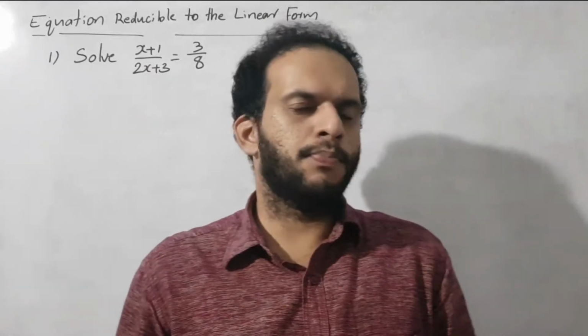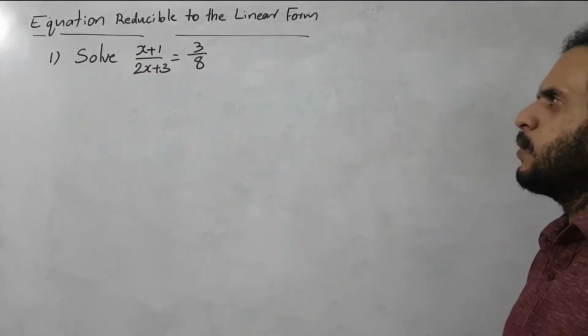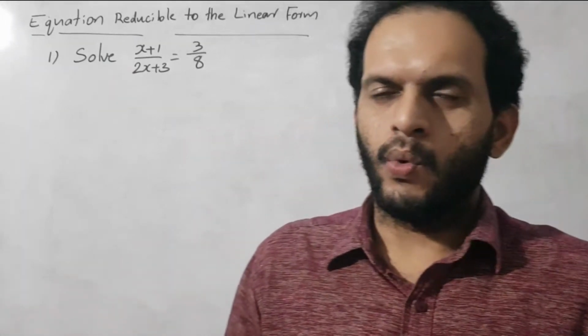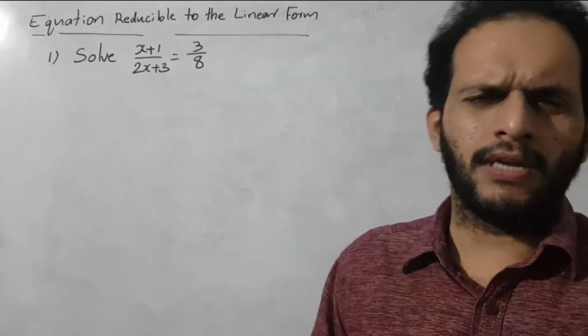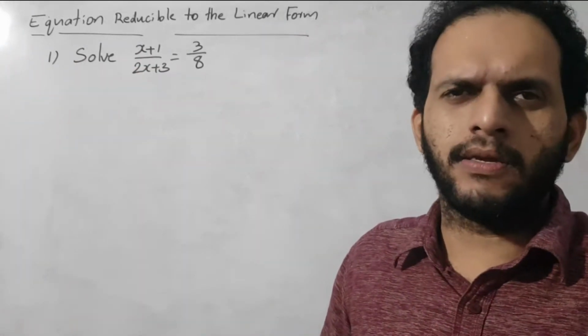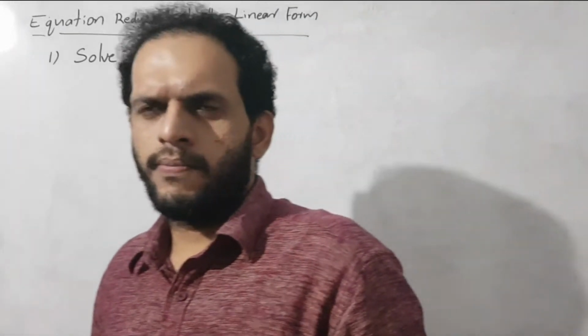Next week goes the next part of the chapter, that one is equations reducible to the linear form, the last part of the chapter. So we know how to do this type of question. We already learned how to make the equation into a simpler form. Correct. So what is the first question?